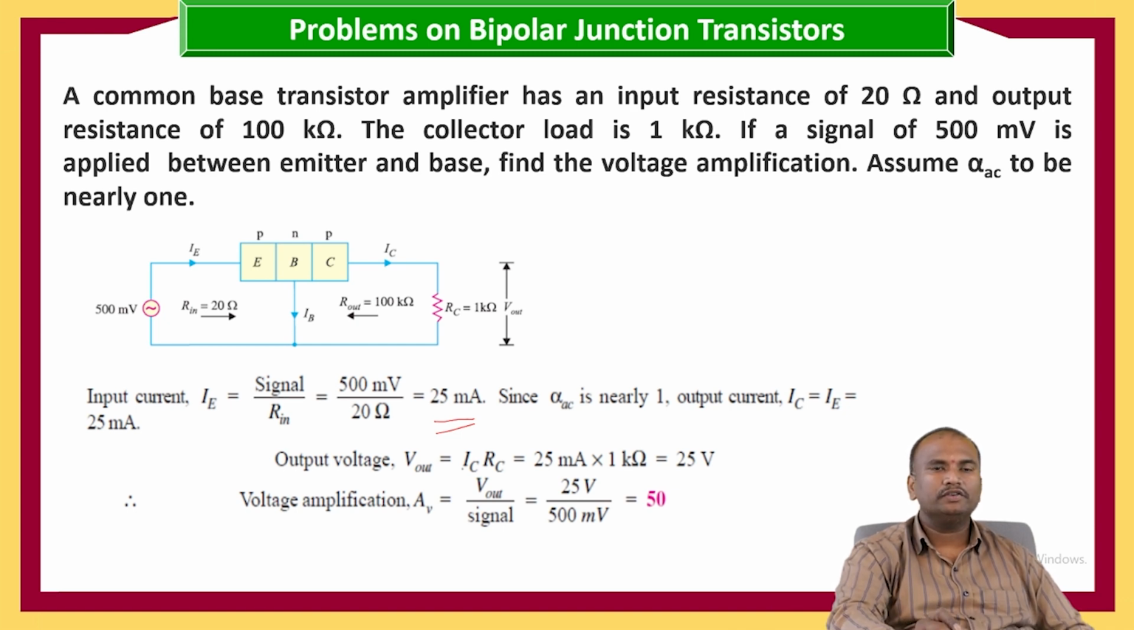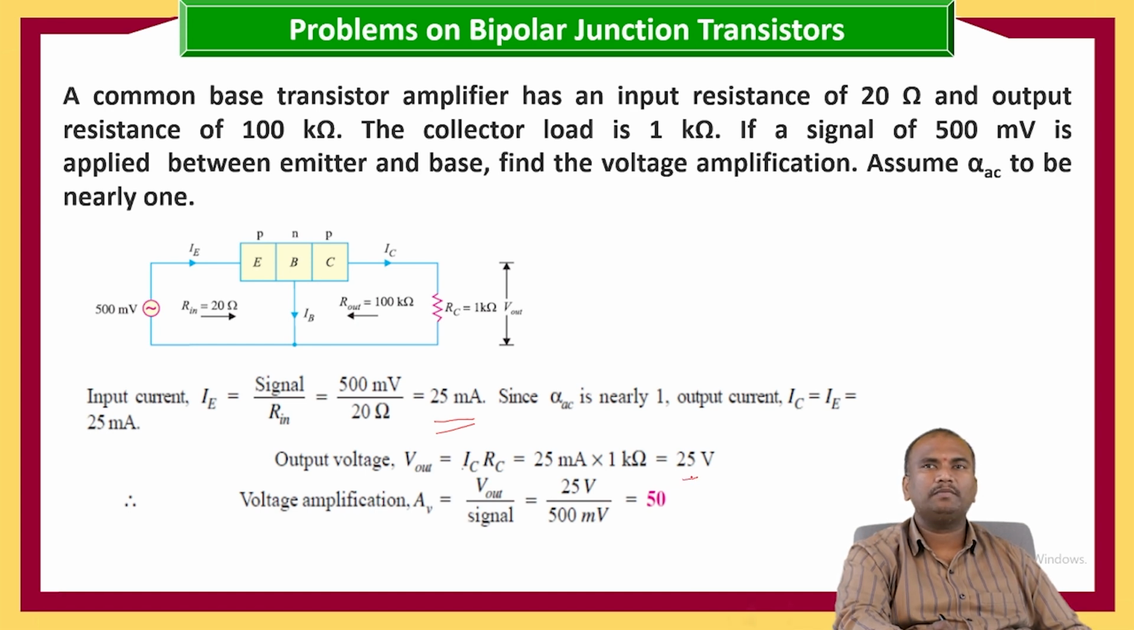So the output voltage V output is equal to IC into RC. That is 25 milliamperes into 1 kilo ohm, which is equal to 25 volts. That is, 500 millivolts is converted into 25 volts. And the voltage amplification AV is equal to V output by signal voltage, that is 25 by 500 millivolts, which is equal to 50.